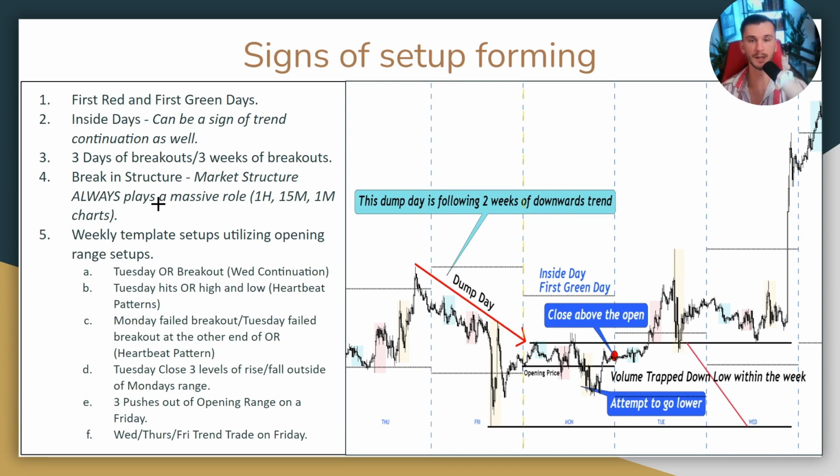I'm constantly checking the 1 hour, the 15, and the 1 minute charts. The 1 hour is a good reference for the higher time frame. The 15-minute chart is usually what I'm taking my trades based off of, and then I'm using that 1 minute chart in order to find good entries.